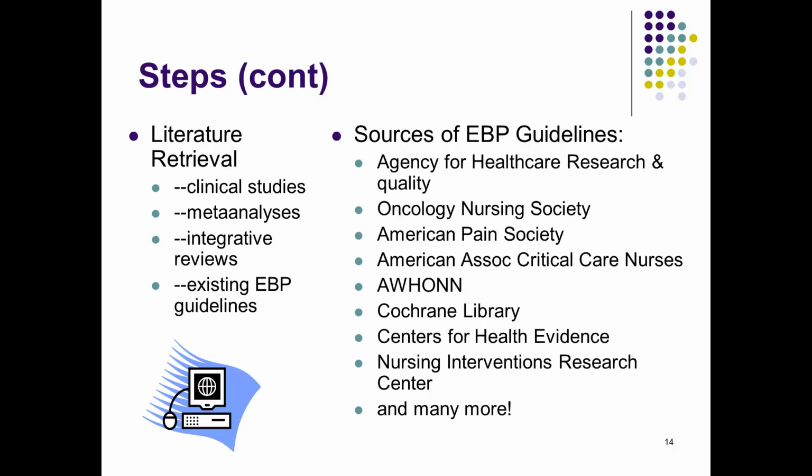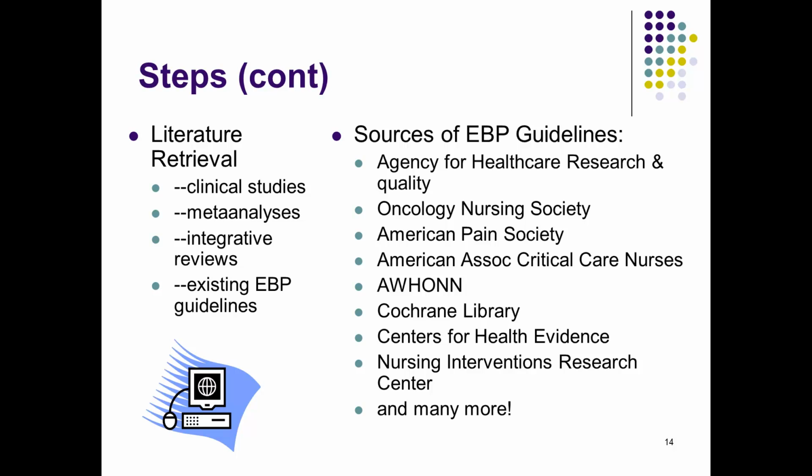So, steps. First of all, after you've defined what you're going to be studying, you start taking a look at the literature. What are the studies that have already been done? Are there any clinical studies? Are there meta-analyses? Remember that pulling together a pile of research studies can be real helpful. Integrative reviews and other existing evidence-based practice guidelines would help strengthen your need to change and your power or suggestion that this needs to be changed.